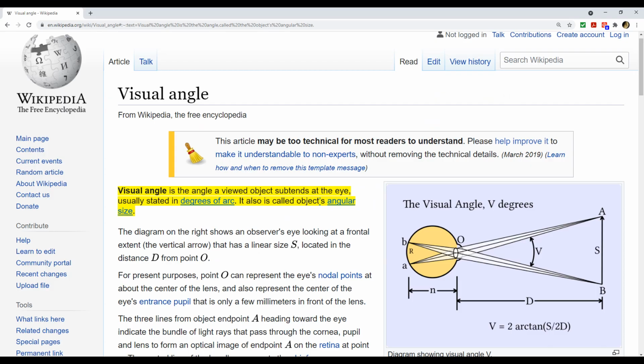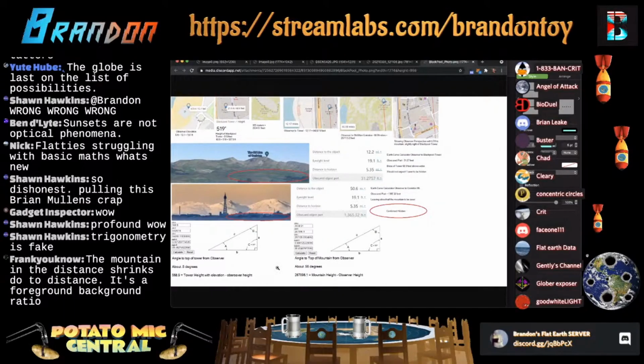Brandon, you seem to forget that perspective is the visual angle that a viewed object subtends at the eye, and the visual angle is the same as angular size, and we calculate angular size with trigonometry. You can't do that. That's not the same as measuring something physically. You're measuring optical phenomena. You're not measuring something physical.